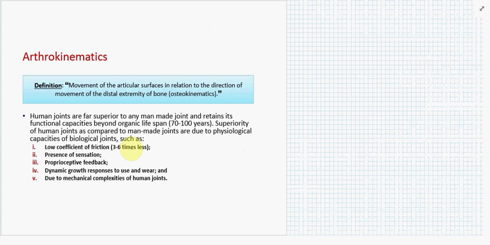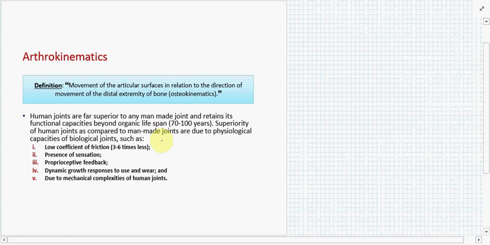And part of the reason that they tend to function so well is they have an extremely low coefficient of friction. So if you guys remember, the coefficient of friction basically tells us how much resistance there is to movement. And in a human joint, it can be as low as 0.01 to 0.003 in terms of the actual coefficient of friction. So it's almost entirely frictionless due to the synovial fluid, the lubrication within that joint.